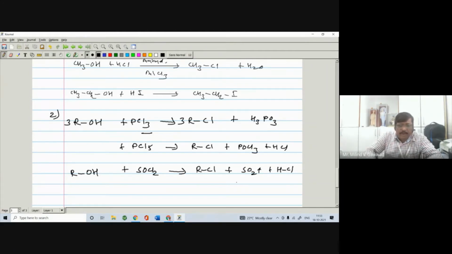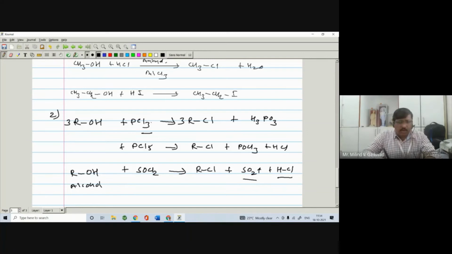It is very important. Why? Because here there is the formation of byproducts SO2 and HCl, and both are gas. Means there is no need for the separation. So this is your alcohol. Alcohol will give the corresponding alkyl halide, right?